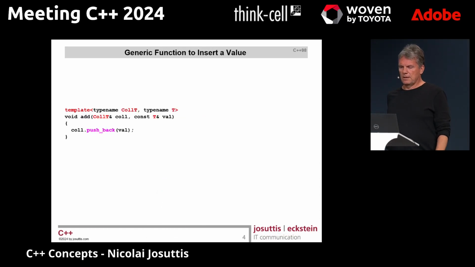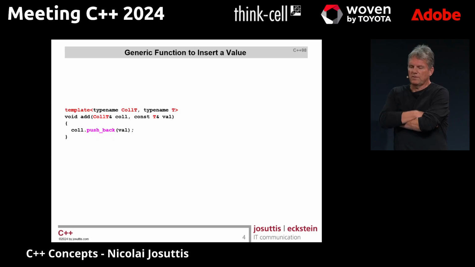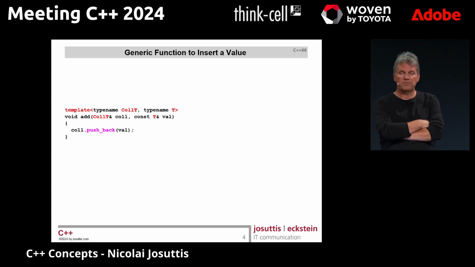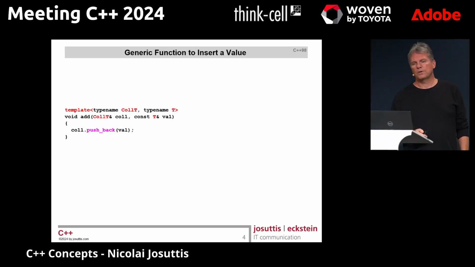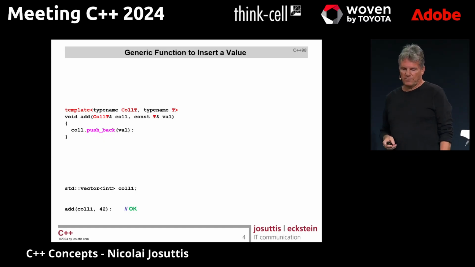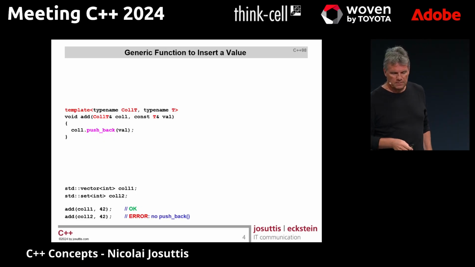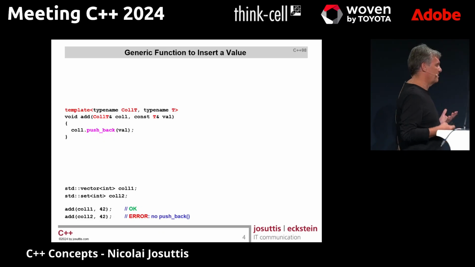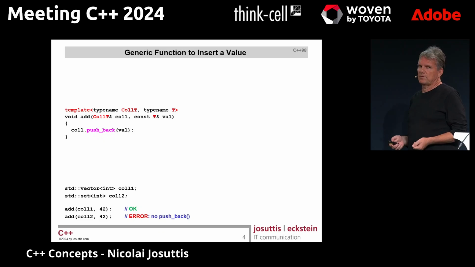So, good. Let's assume you write a generic function. The generic function wants to insert a value of type T into a collection of type Coll T. And as you see here inside, we call push_back to insert the value. This works fine when we insert an int into a vector of int. This does not work if we insert an int in a set, because a set does not support push_back. So you have to do something else.